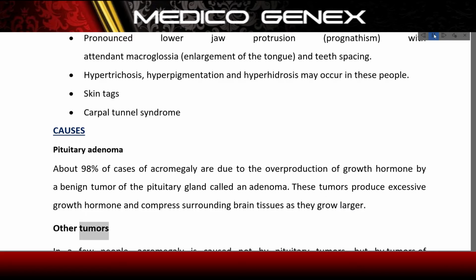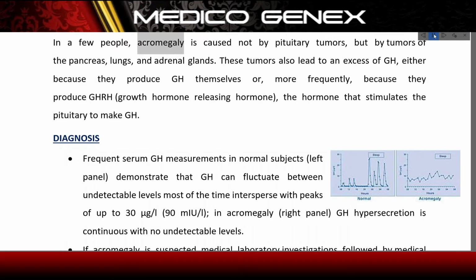Other tumors. In a few people, acromegaly is caused not by pituitary tumors, but by tumors of the pancreas, lungs, and adrenal glands. These tumors also lead to an excess of GH, either because they produce GH themselves or, more frequently, because they produce GHRH, growth hormone releasing hormone, the hormone that stimulates the pituitary to make GH.